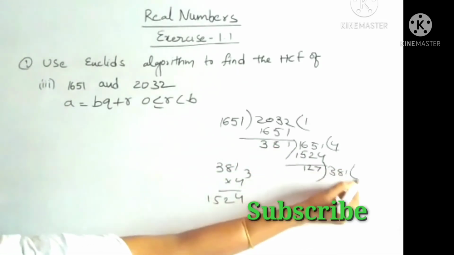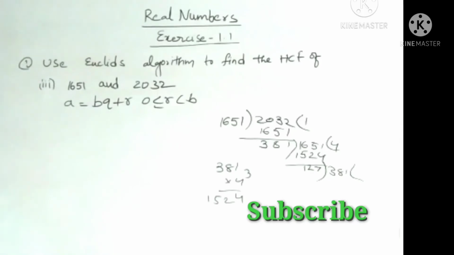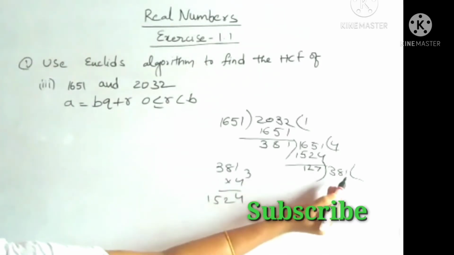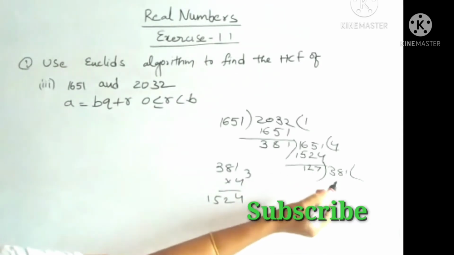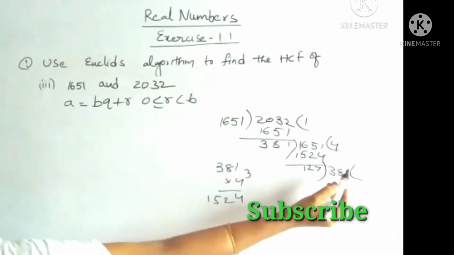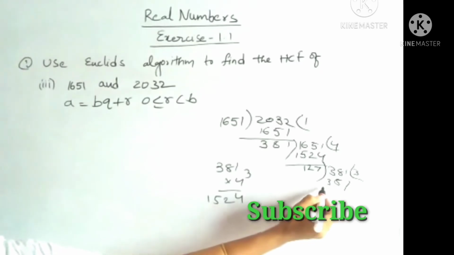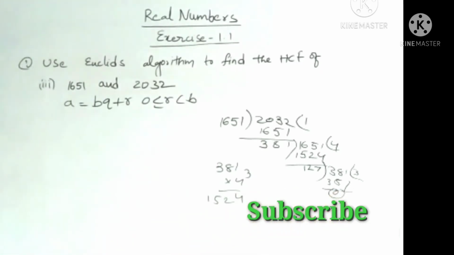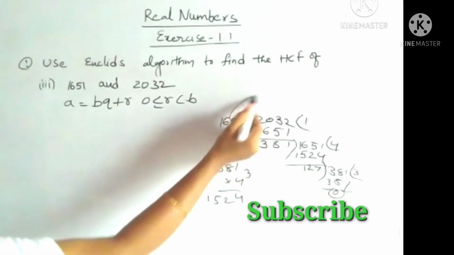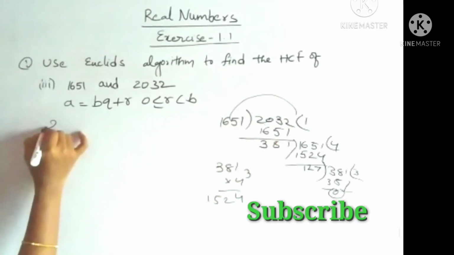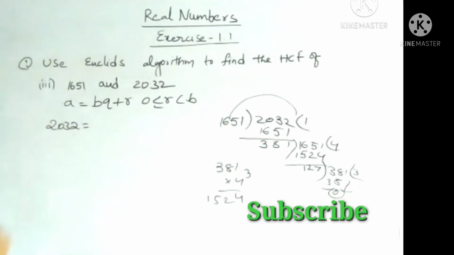Again this is the continuous division method, right? So we should divide this 381 by 127. Clearly 127 threes are 381, so the remainder is equal to 0. Okay, so now this is the dividend, divisor into quotient.